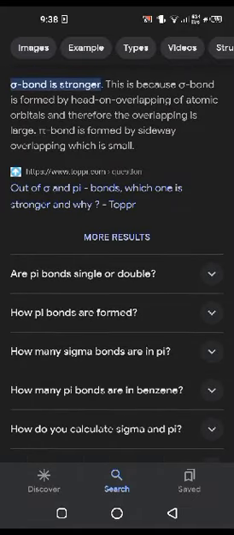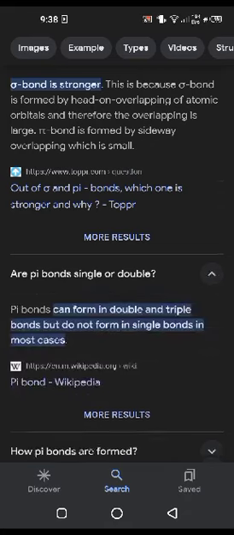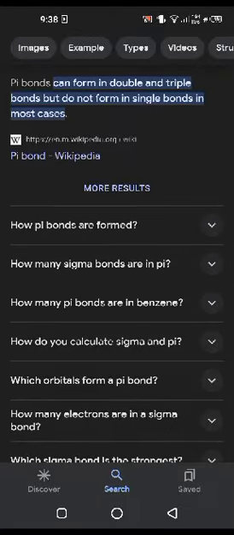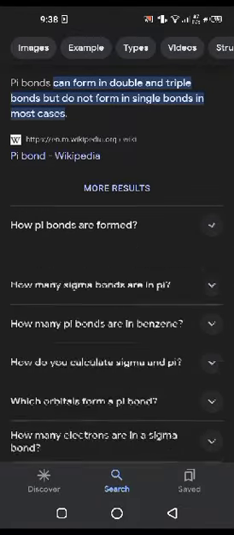Sigma bond is stronger. This is because a sigma bond is formed by head-on overlapping of atomic orbitals, and therefore the overlapping is larger. A pi bond is formed by sideways overlapping, which is small. Pi bonds can form in double and triple bonds but do not form in single bonds in most cases.